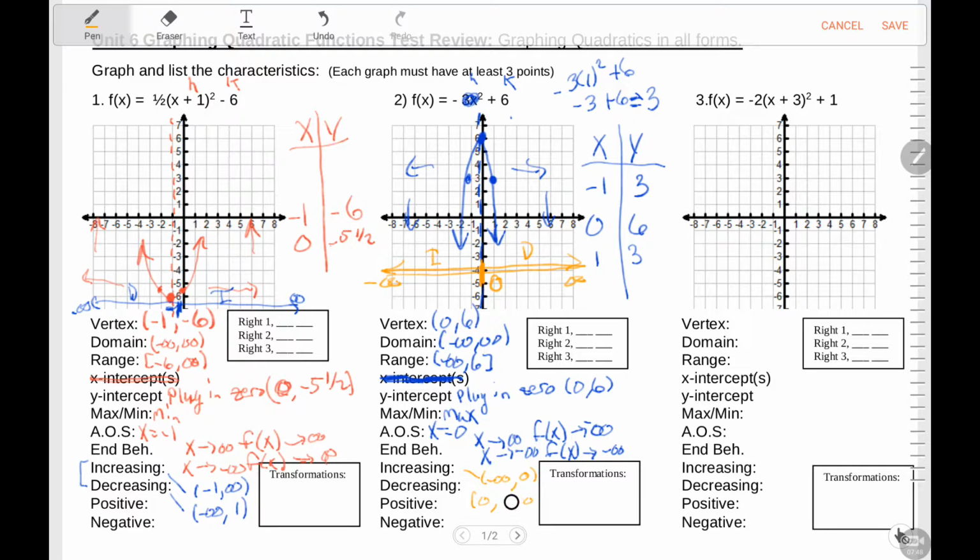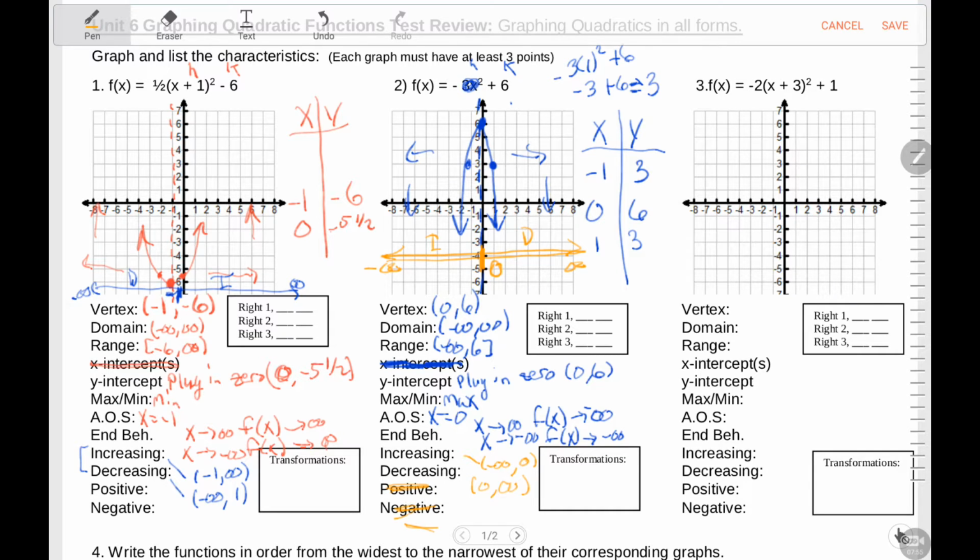Let me erase that. That's it. And we won't worry about positive and negative right now. So let me know if you have questions for number 3. I'm going to send the key out, but that's going to be the case there.